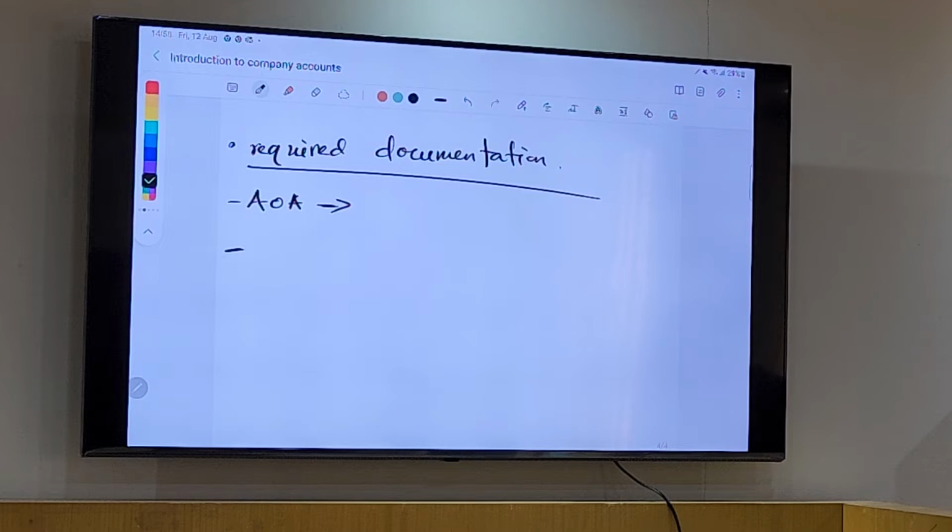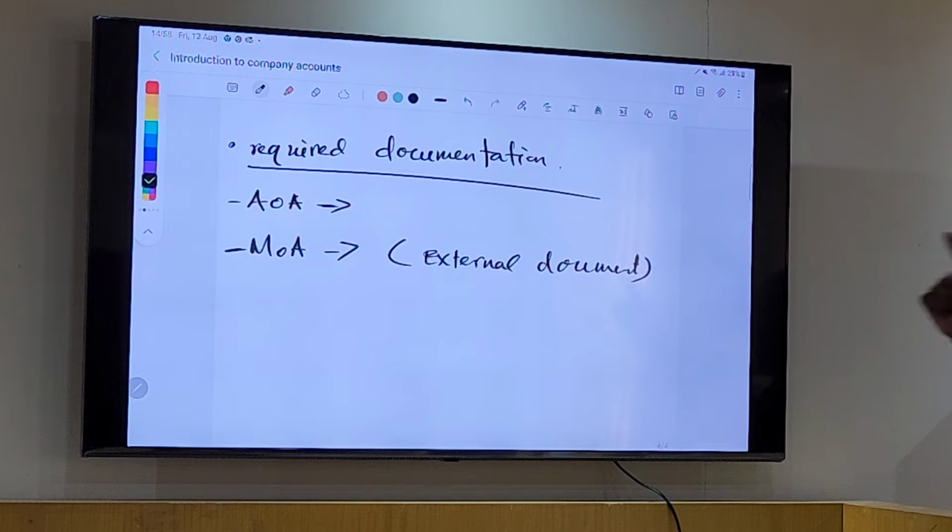And then also we have Memorandum of Association. The Memorandum of Association is an external document, filed with the Chamber of Commerce and MOCA. Meaning, if some outsider wants to understand about this company, they will have to read the Memorandum of Association. In it, you will have information about these 5 characters.